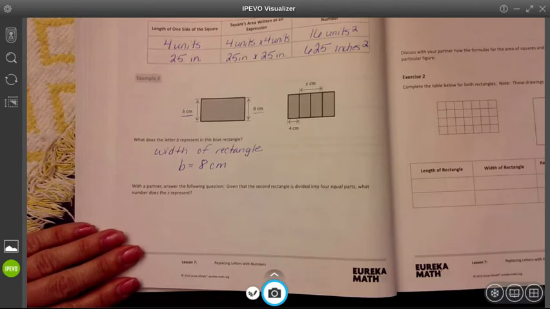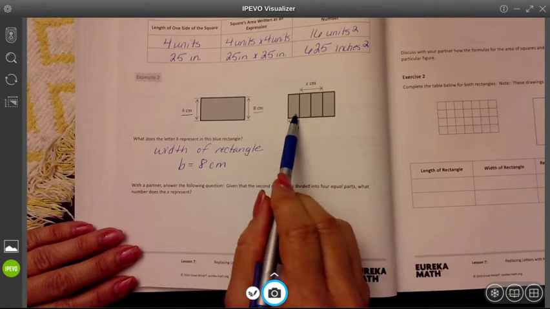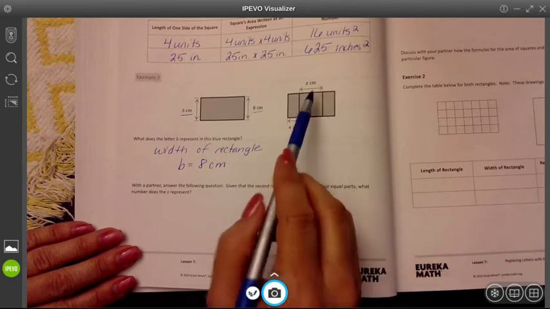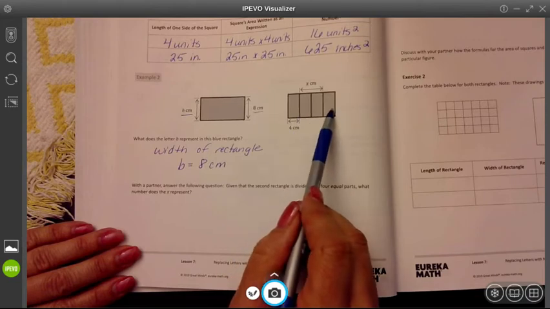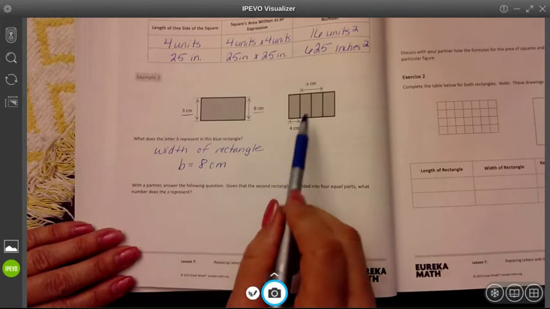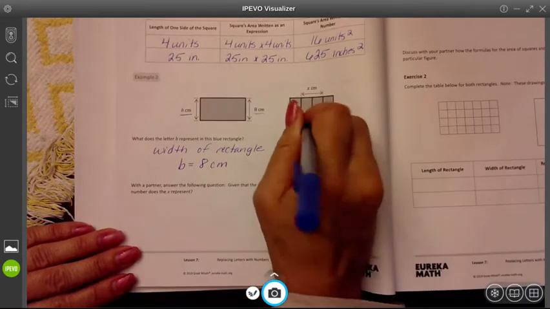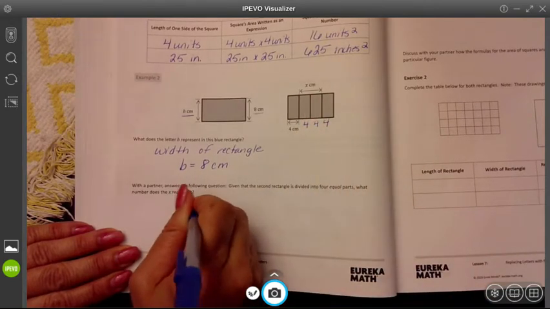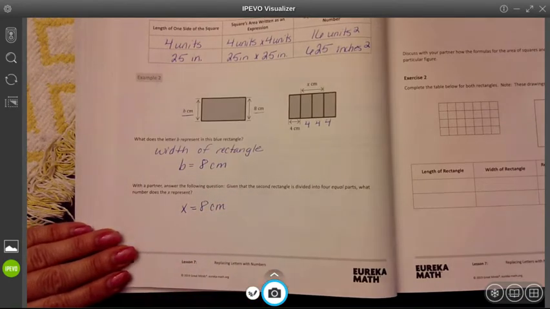Now, if we look at this rectangle, you know it's an identical rectangle, and we want to find out what X represents here. We need to look at this triangle, which is split into 4 pieces, and one equal part is 4 centimeters. The X represents 2 equal parts. So if each of these is 4 centimeters, X equals 2 of those. So X equals 8 centimeters.